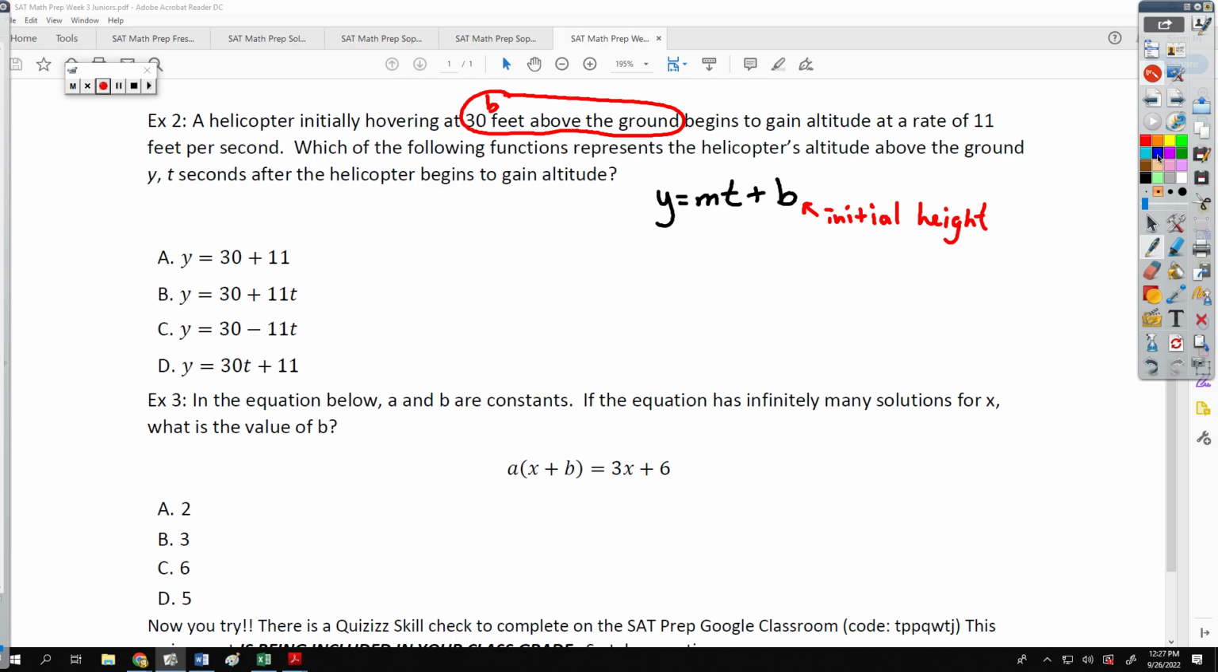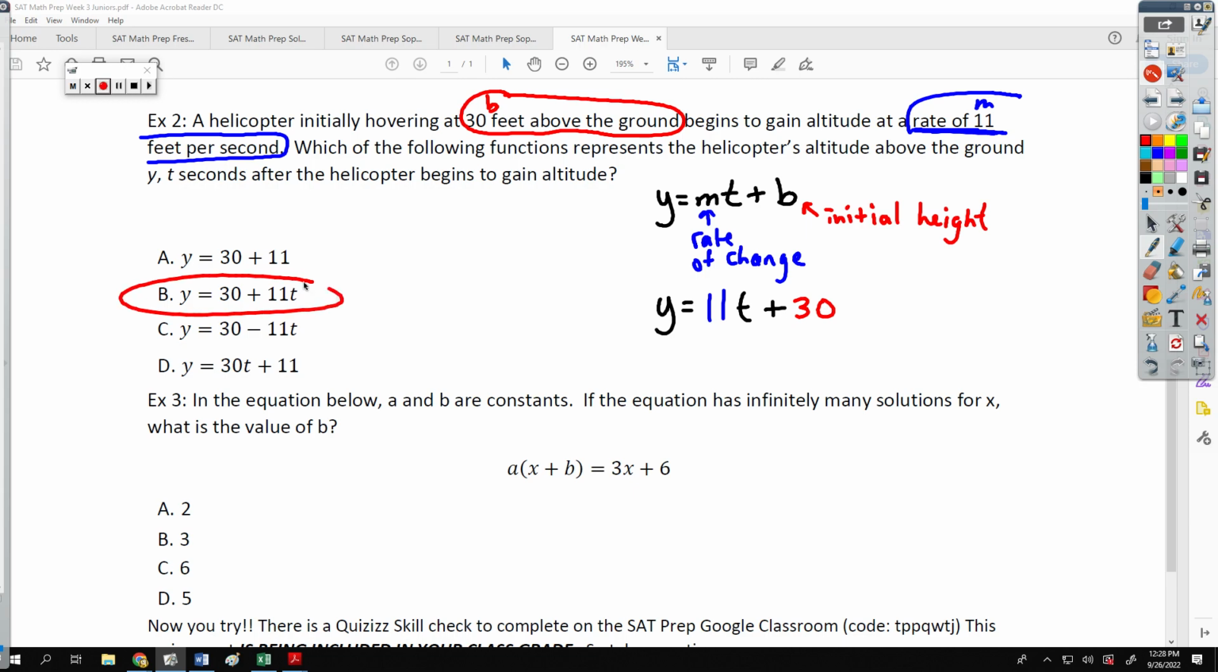And m is the rate of change, which is given in the problem as well, as here's the word rate right there, of 11 feet per second. So that is telling us our m value is 11. So the correct equation would be y equals 11 times t plus the initial height of 30. So the correct answer is B.